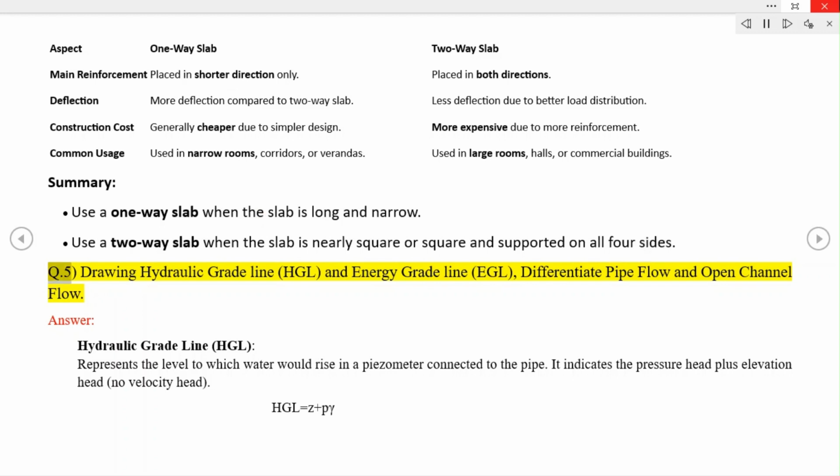Five quetzales: drawing hydraulic grade line, HGL, and energy grade line, EGL; differentiate pipe flow and open channel flow. Answer: the hydraulic grade line, HGL, represents the level to which water would rise in a piezometer connected to the pipe. It indicates the pressure head plus elevation head, no velocity head. HGL equals Z plus P/gamma.